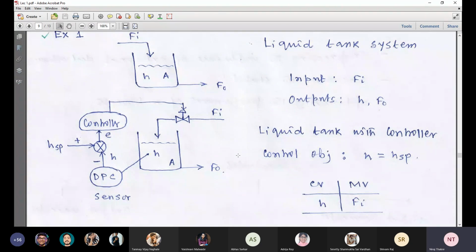You draw the closed loop configuration first. Closed loop schematic you draw, then I will discuss. This closed loop liquid tank system we already discussed. Only difference here is that instead of Fo, Fi we are controlling, or Fi we are adjusting, it is better to say.